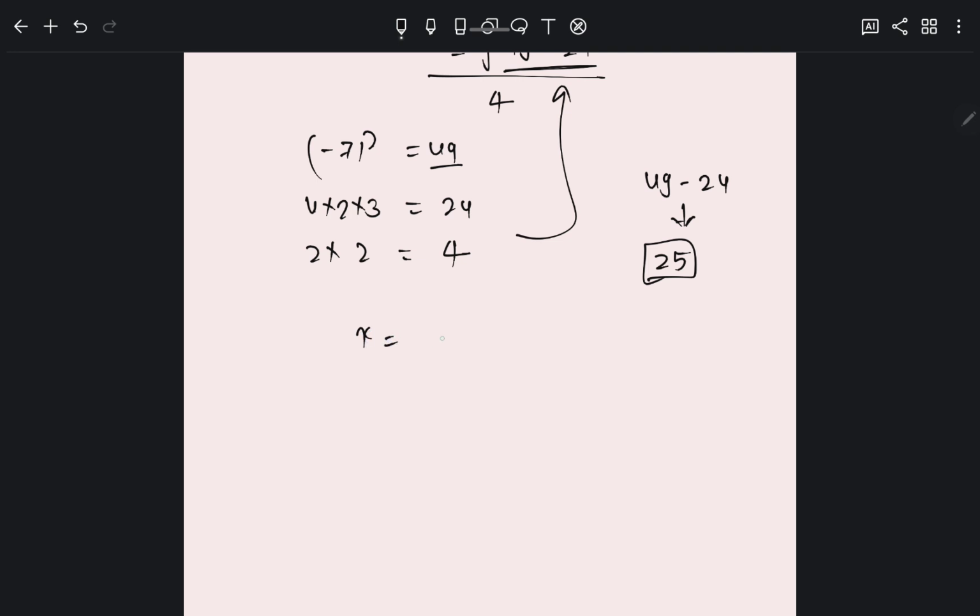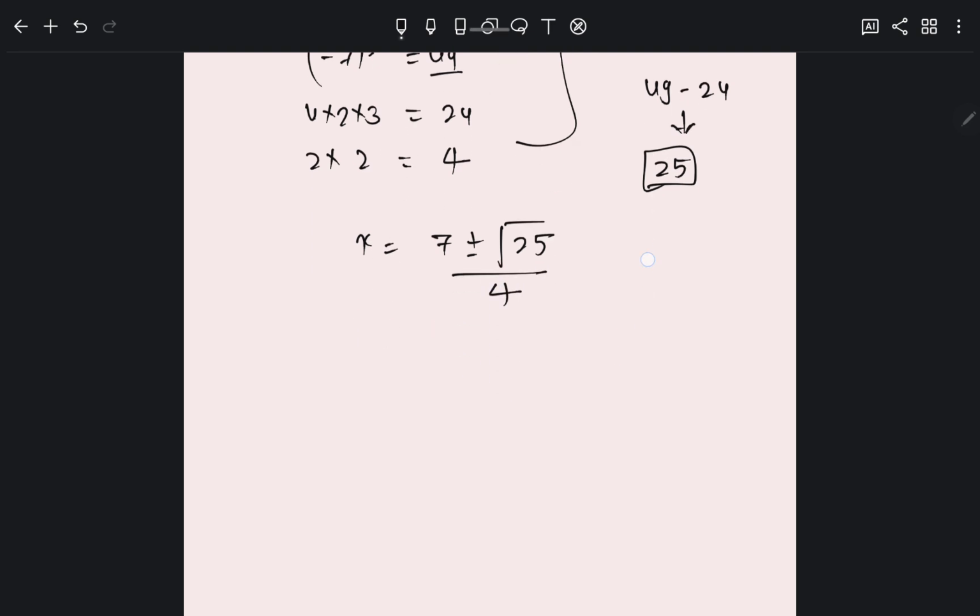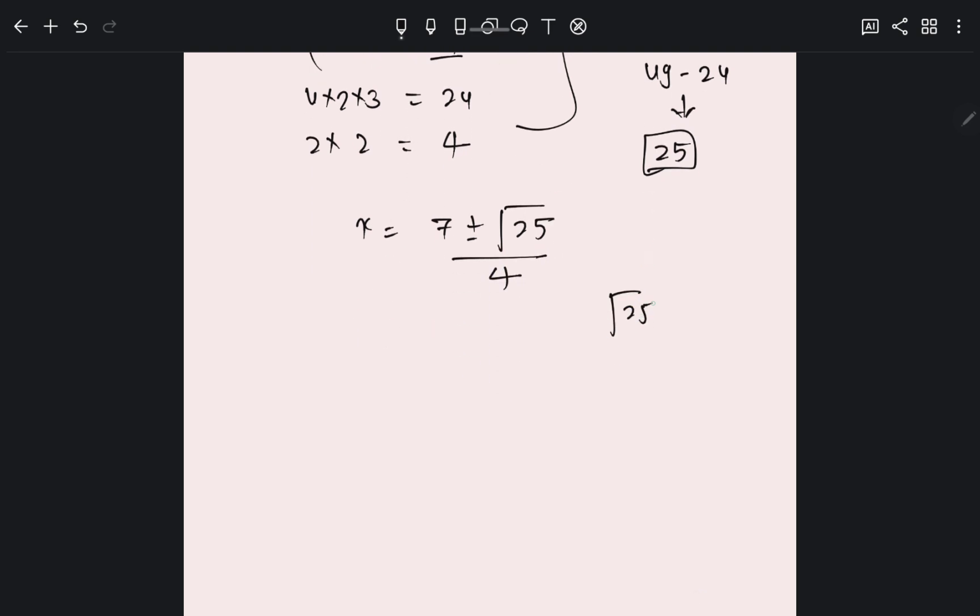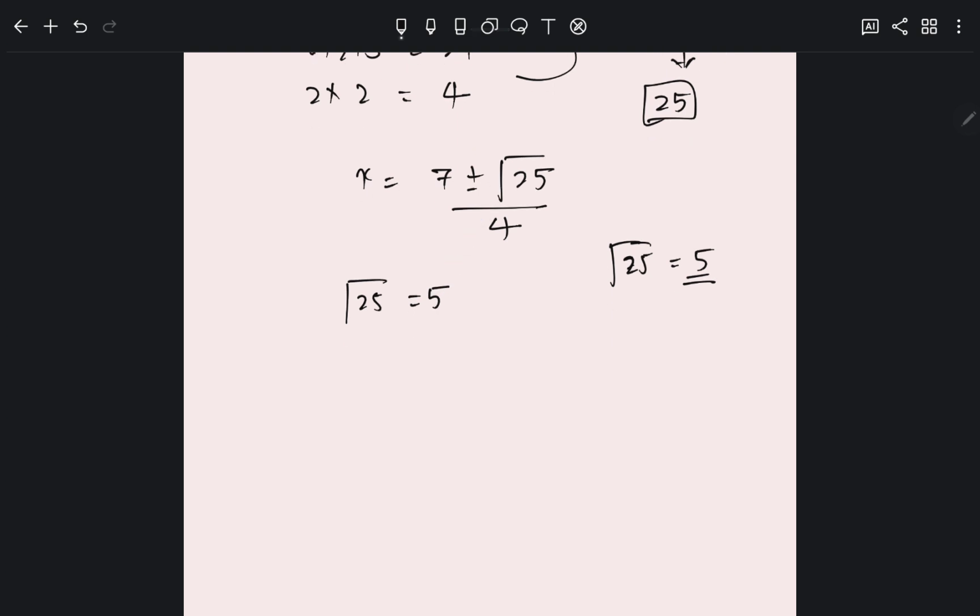So our job becomes more easy. Now we can write 25 upon 4. Okay, and we already know what is the whole number of this square root? That is 5. Okay, so under root 25 gives us 5. So what we can write? Plus minus 5 upon 4. Okay, so this becomes our equation in a final format.